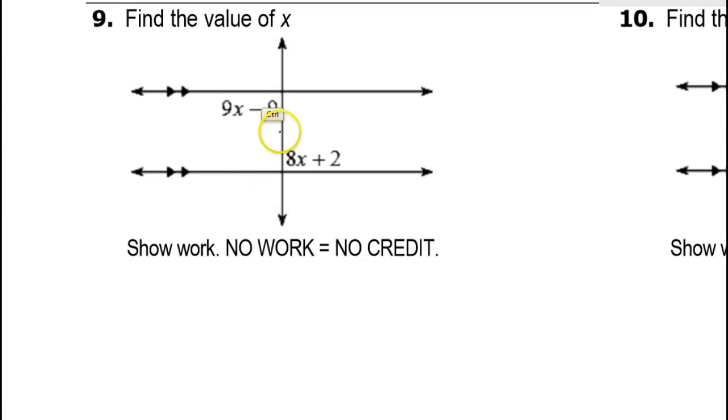All right, number 9, finding the value of x. These angles are alternate interior angles. See how they're both acute? They're both less than 90. When you have parallel lines cut by a transversal, when you see 2 acute angles, chances are they are equal. And certainly if you have alternate interior angles, they are congruent. So that means that 9x minus 9 should equal 8x plus 2.